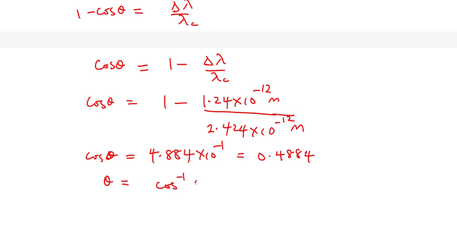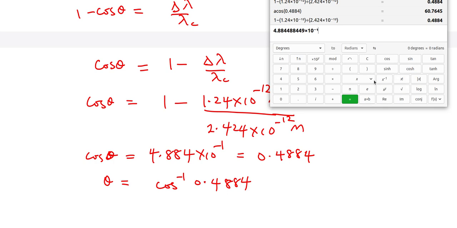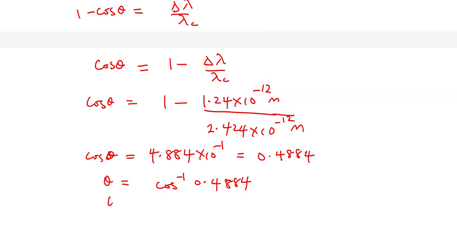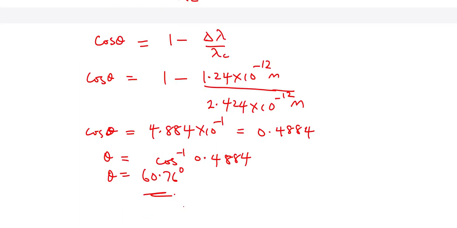So we take the arc cos of 0.4884. So what is the arc cos of 0.4884? Let's clear the screen. So arc cos of 0.4884 will give us 60.76. So theta equals 60.76 degrees. So this is the scattering angle we are asked to calculate.